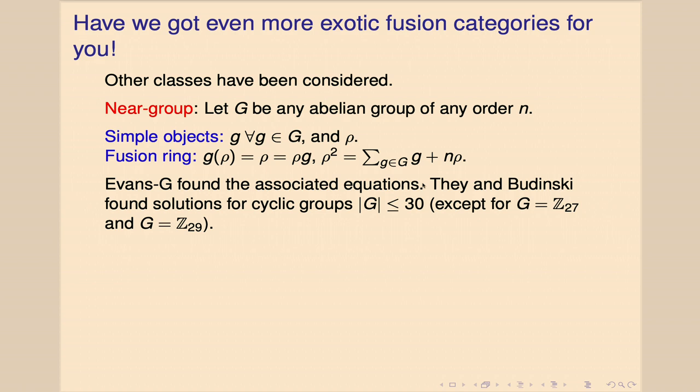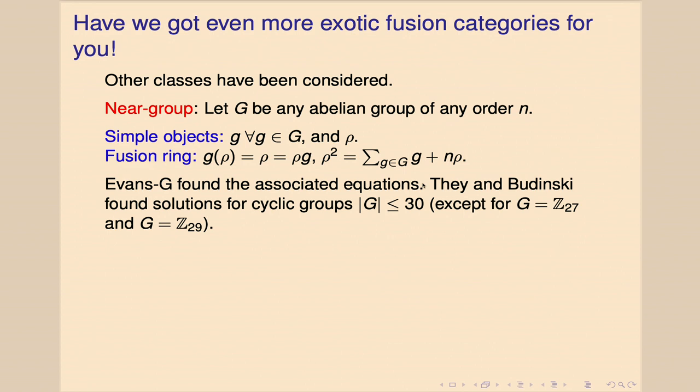And the fusion rules, the all-important fusion rules, are that G kills rho, or sorry, rho kills G. And the important one is what rho squared is. And so the class that I'm going to talk about here seems to be the only interesting class, really, which is that fusion rule there. So n is the order of your group G. Here your group G can be even or odd. It doesn't really change much if it's even. But again, it's an abelian group.